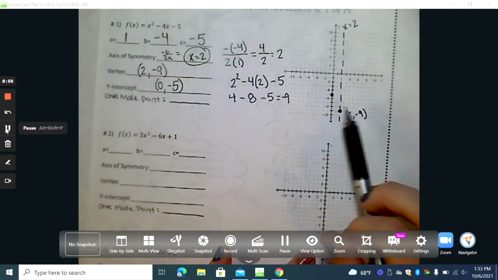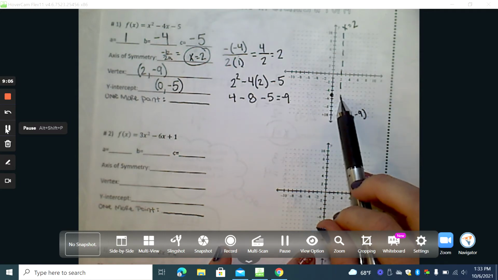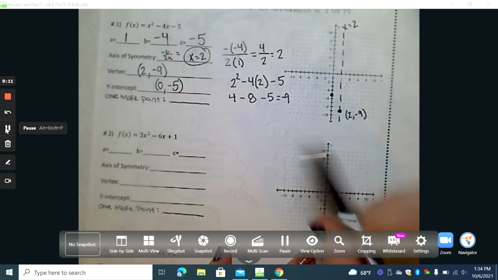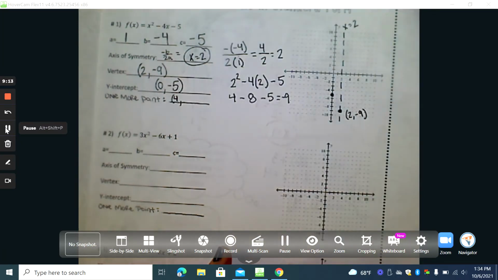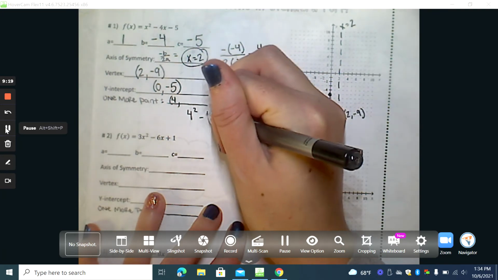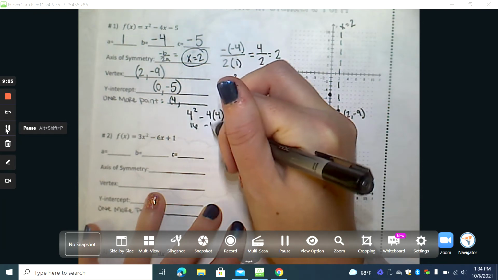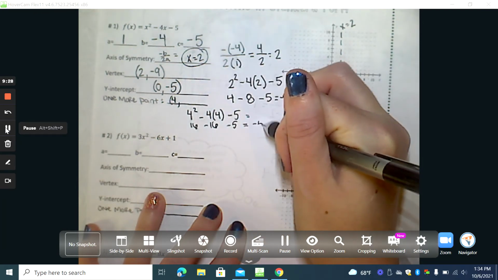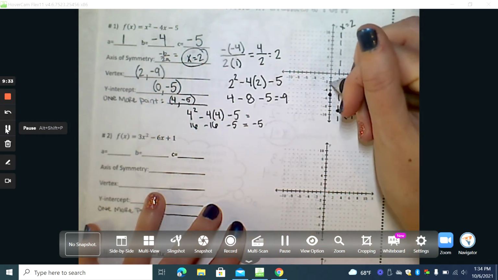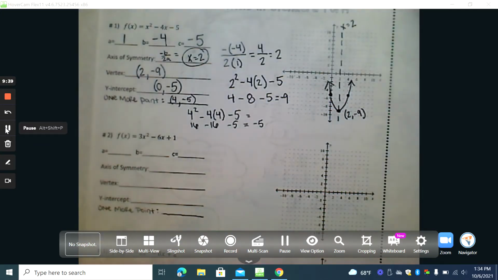And one more point, let's go ahead and see where we cross my reflection point over here. It's 2 spaces away from my axis of symmetry, so it should be at (4, -5). Let's go ahead and test that out. What do I get when I put 4 in for the x value? Well, I'm going to have 4 squared minus 4 times 4 minus 5, and that will give me 16 minus 16 minus 5, which is -5. So yes, that's one more point. That would be perfect to make my U shape right there. And that is my problem.